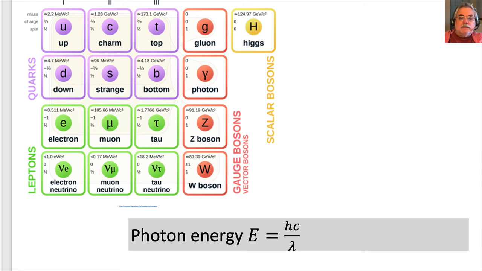At the top of the rightmost column is the Higgs boson. This is an excitation of the Higgs field, which gives charged elementary particles their masses. The Higgs field pervades all space in the universe. The Higgs boson has spin 0 and is called a scalar boson. The Higgs boson has high mass, 125 billion electron volts.